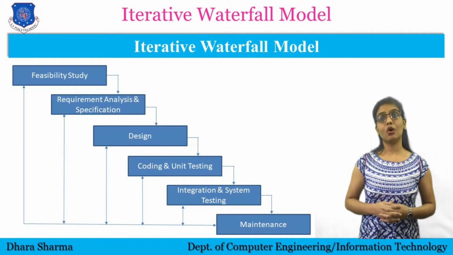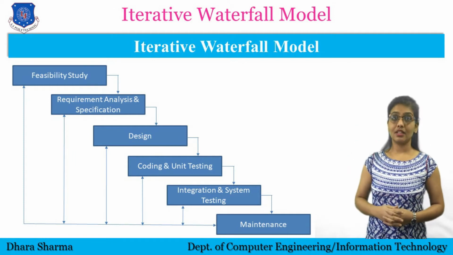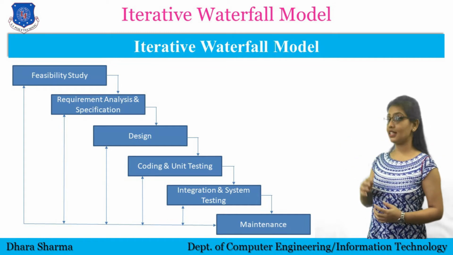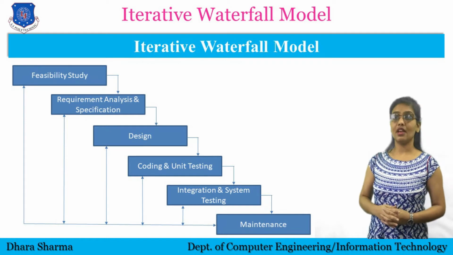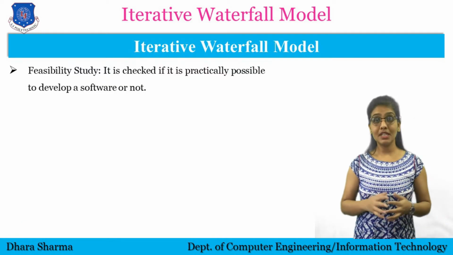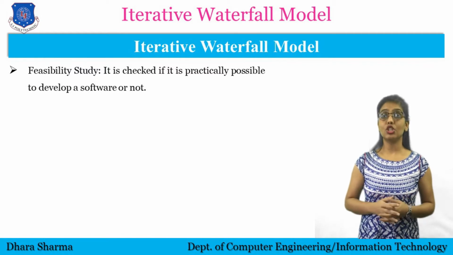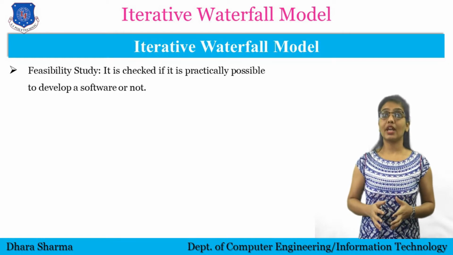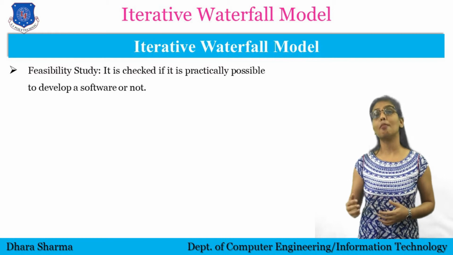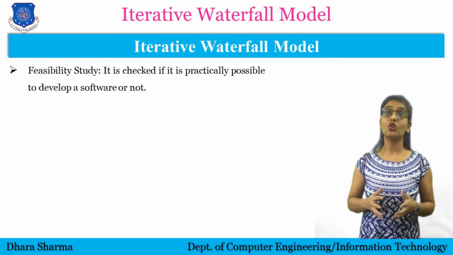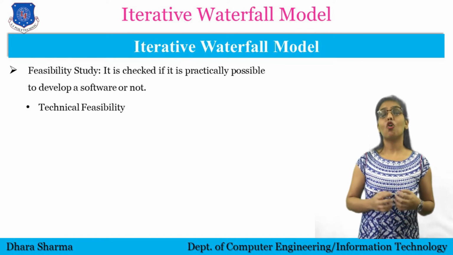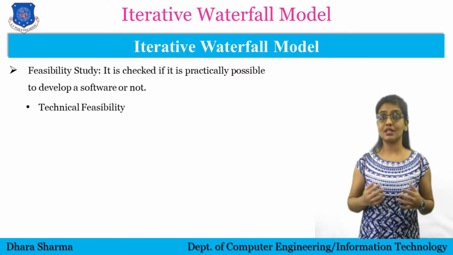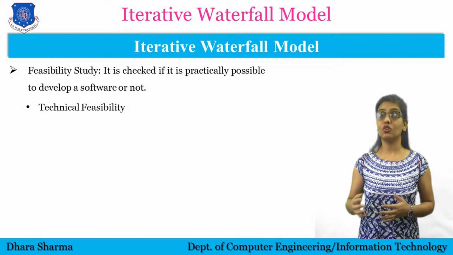There are 6 phases in the model, as you can see here: feasibility study, then requirement analysis and specification, then design, then coding and unit testing, then integration and system testing, and maintenance. In feasibility study, firstly it is needed to check if it is practically possible to develop a software or not. It is needed to check if it is technically, economically and operationally feasible to develop a software or not. Technically feasible means if all the resources like hardware, software, network capability or any other resources depending upon the software are available or not.